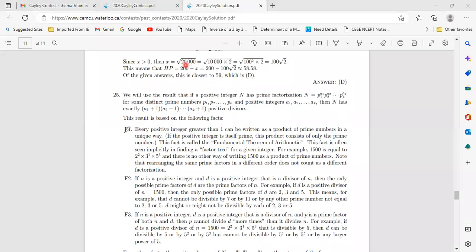Could you please explain only these three facts? Okay, so for fact one, they're trying to say that any positive integer you can write as a multiplication of primes. Let's do it this way.